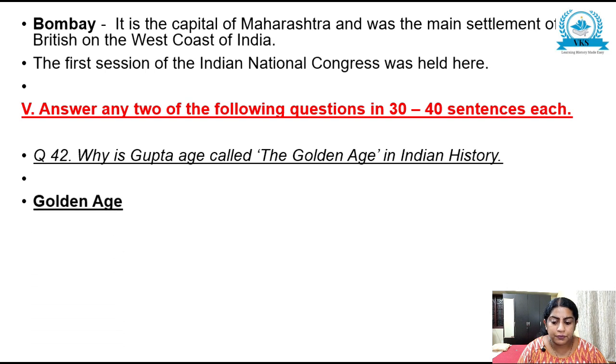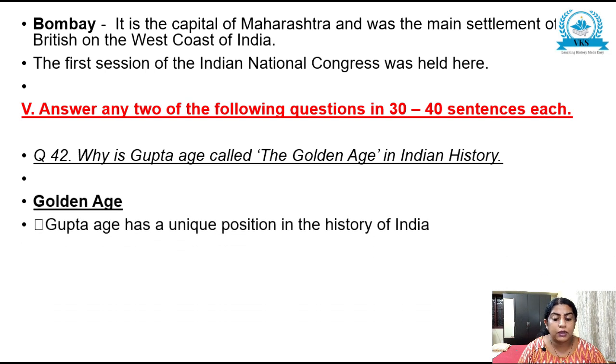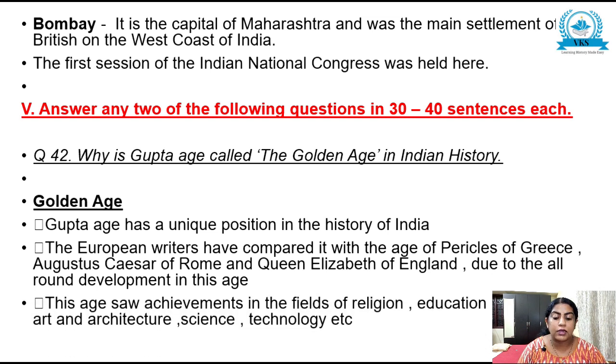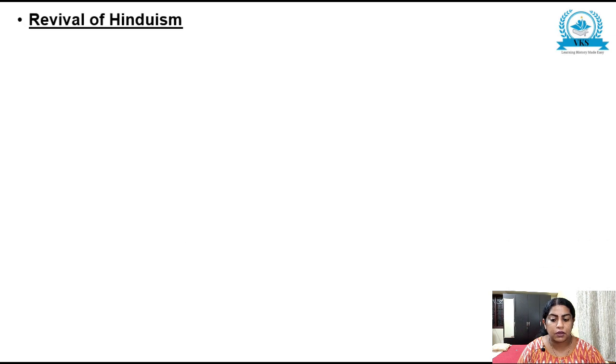So the answer, golden age. Gupta age has a unique position in the history of India. So this is how we start with an introduction. The European writers have compared the Gupta age with the age of Pericles of Greece, Augustus Caesar of Rome, and Queen Elizabeth of England due to the all-round development of this age. This age saw achievements in the field of religion, education, literature, art, architecture, science, technology, etc. So because of those reasons, the Gupta age was called the golden age. So that is how you write an introduction.